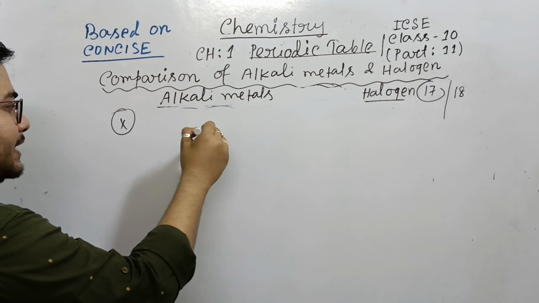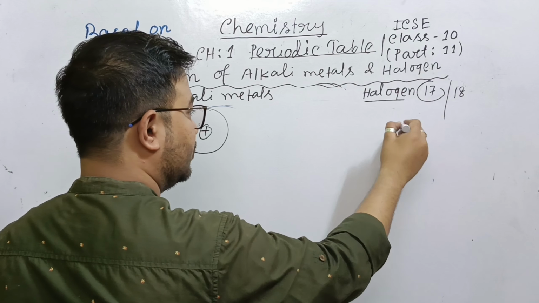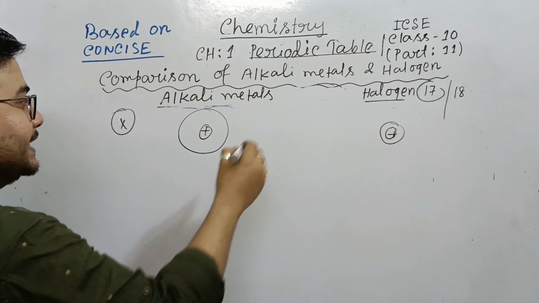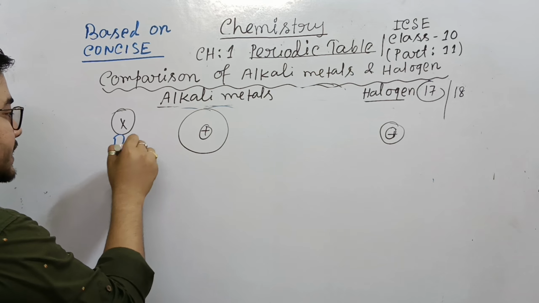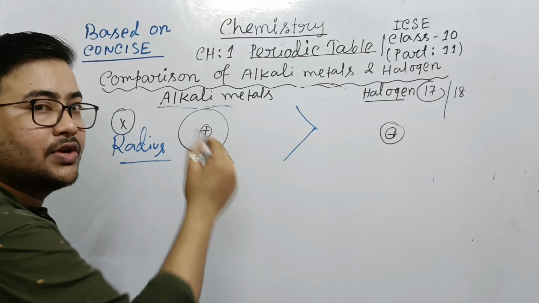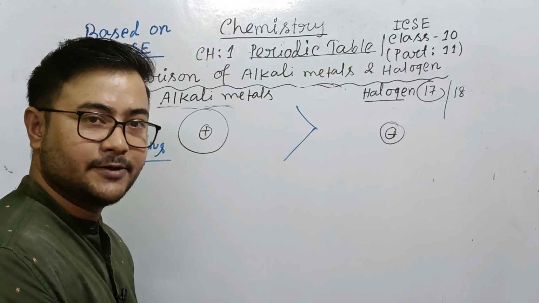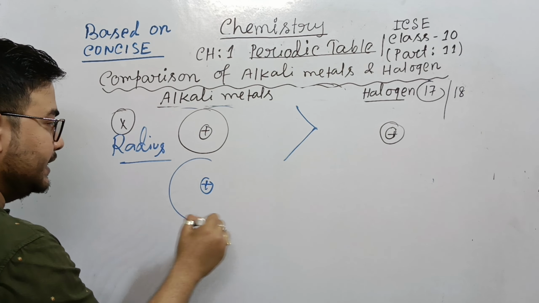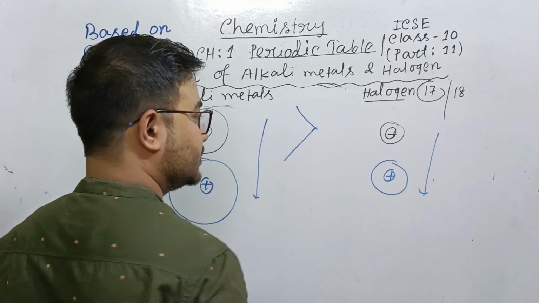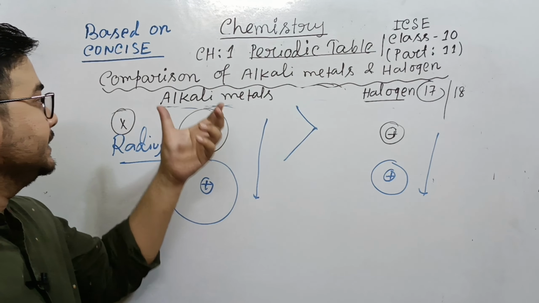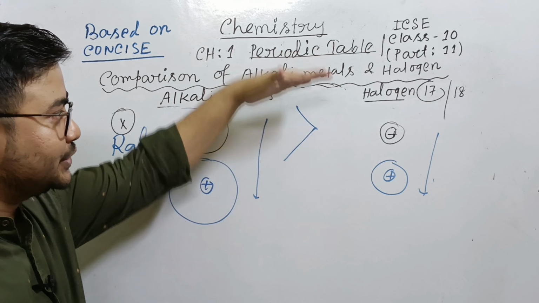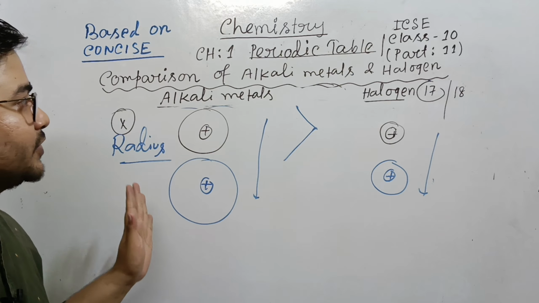Tell me the radius of alkali metal. Already all of you know, is the radius of alkali metal more or is halogen more? So point number 10 is radius. The radius of alkali metal is more than that of the halogen, and radius increases as we move downwards. Here also radius increases as we move downwards. Okay, so done.